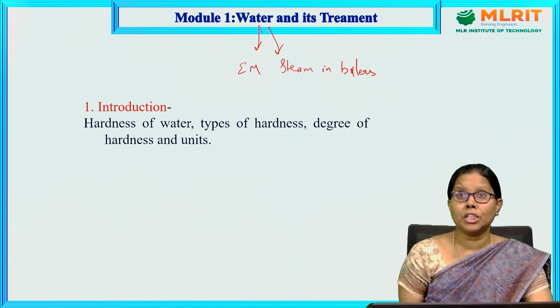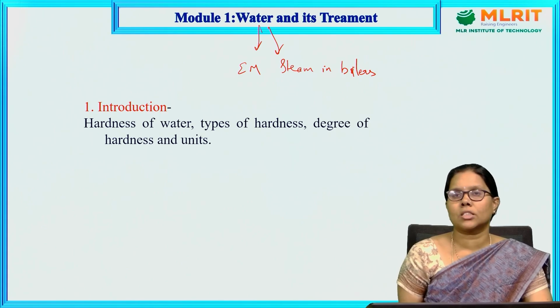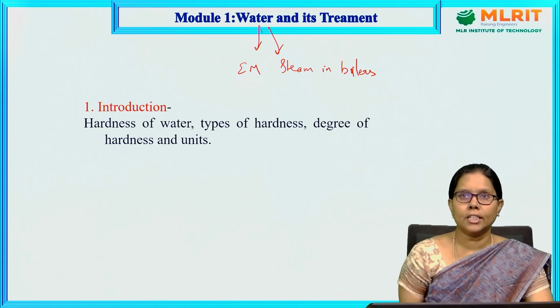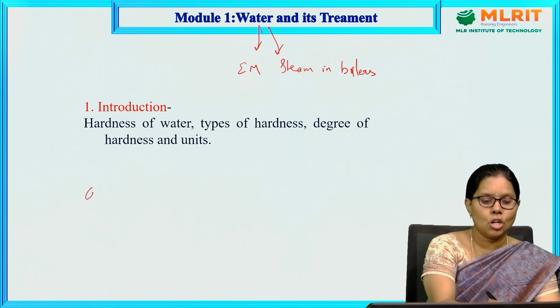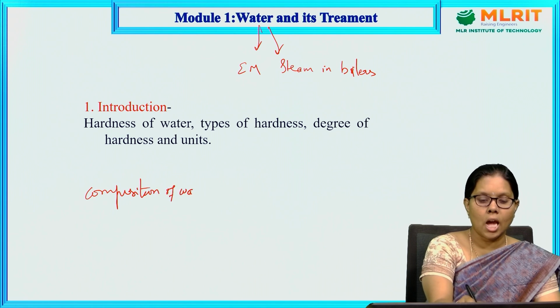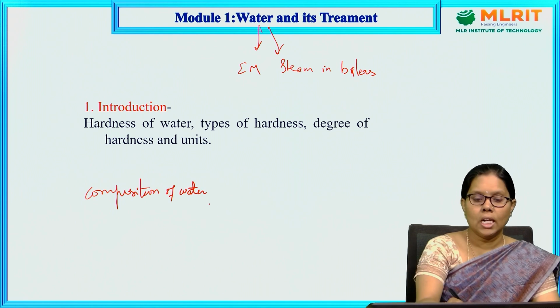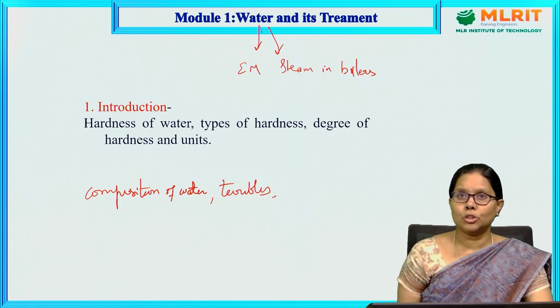Water is also used as an engineering material for the construction of concrete structures. It is used for air conditioning, refrigeration, etc. It is also used as a solvent in chemical processes. But as an engineer, we have to know the composition of water, and we have to know about the troubles due to the composition present in the water and how to prevent these troubles.